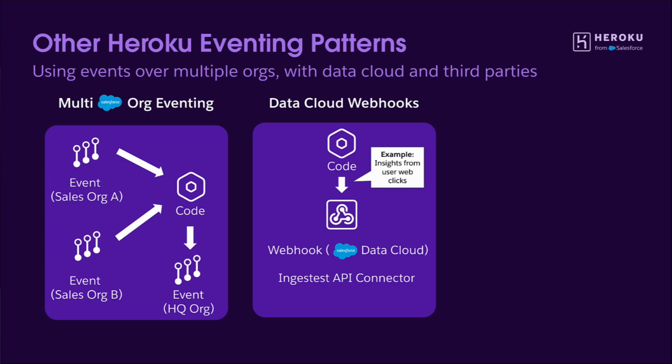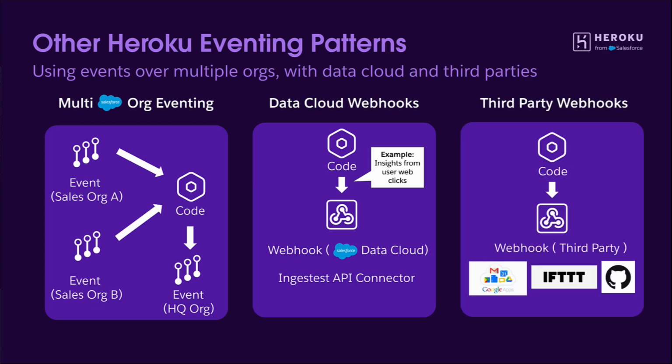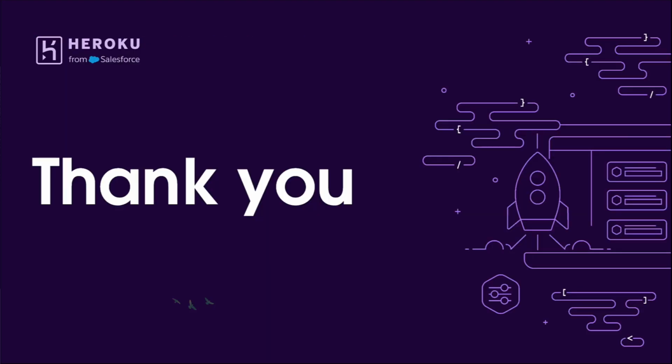So any code that's generating insights, perhaps from a website they've built with Heroku, can stream that information over into data cloud using Heroku eventing. And finally, Heroku eventing can also invoke third-party webhooks. It doesn't just have to be a webhook that we've implemented as developers in Heroku and deployed to Heroku. It could be a Google app webhook, or if this then that webhook, or even a GitHub webhook.